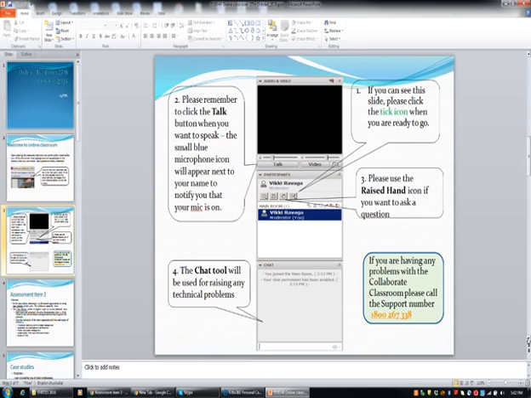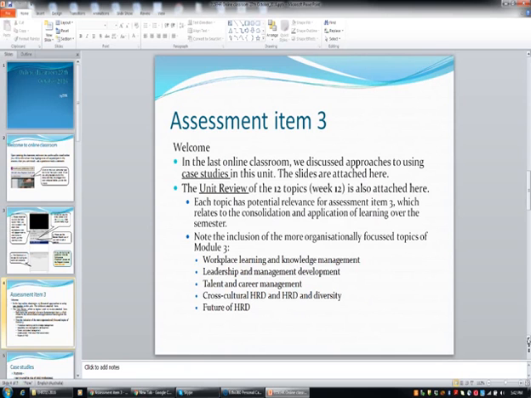We'll ignore these couple of slides here about online and look at assessment item 3. This is focused on a case study, as you know, and there are a couple of sets of slides attached under assessment and under resources for assessment item 3. That is an approach to using case studies in this unit and the unit review of 12 topics. These slides have been addressed elsewhere, but I brought them both under the resources for assessment item 3 so that they're all together.